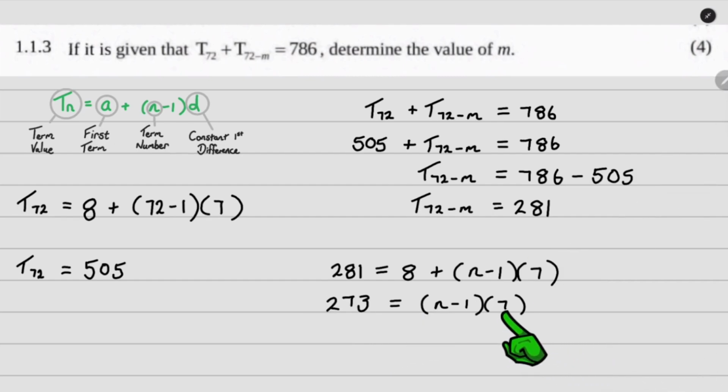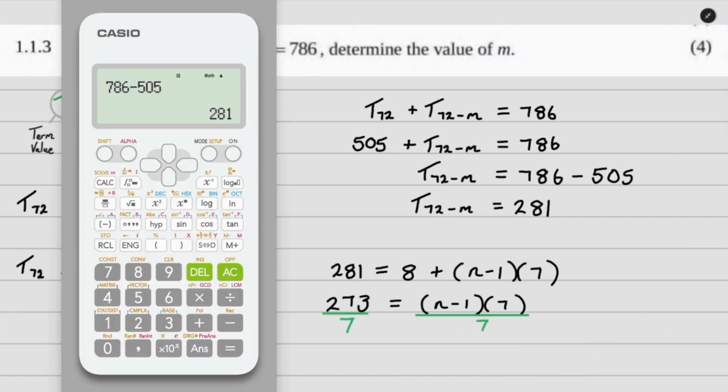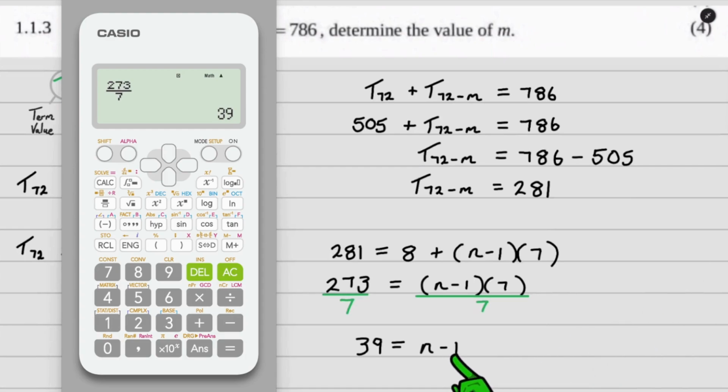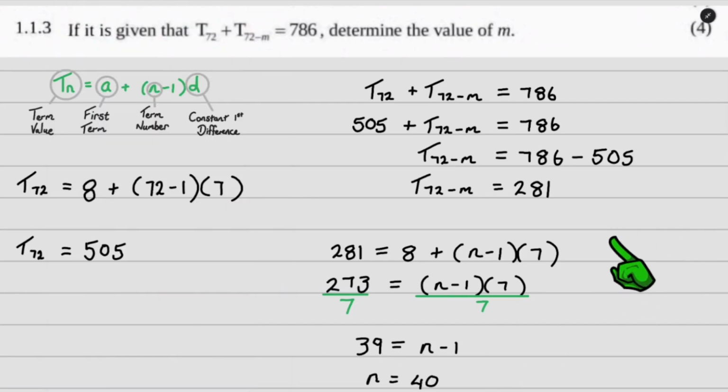And now I want to get rid of the 7 so that I can get n on its own. So I'm going to divide both sides of the equation by 7 to accomplish that. And then let's rely on our trusty little calculator to help us out with this. Over here, these 7s will cancel and we'll just be left with n minus 1. Then last thing, to get n on its own, take the 1 over, it becomes plus 1, so I know that n is 40. So now we're going to use a little bit of logic.